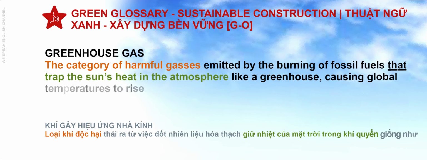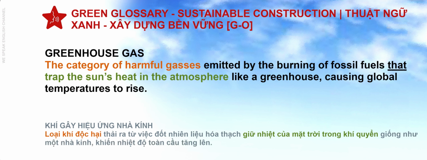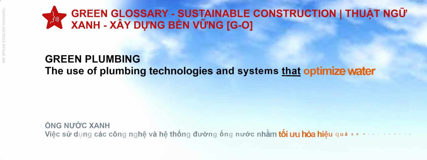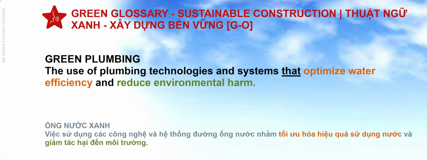Greenhouse gas. The category of harmful gases emitted by the burning of fossil fuels that trap the sun's heat in the atmosphere like a greenhouse, causing global temperatures to rise. Green plumbing. The use of plumbing technologies and systems that optimize water efficiency and reduce environmental harm.